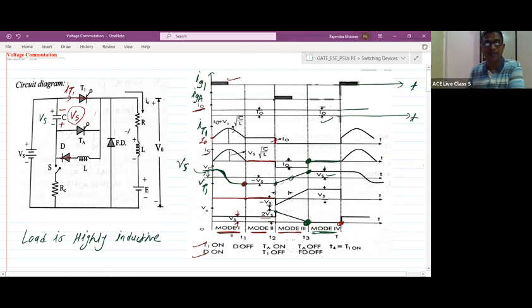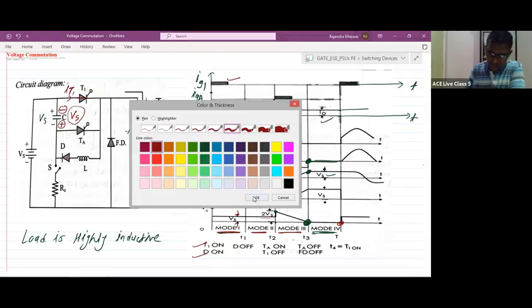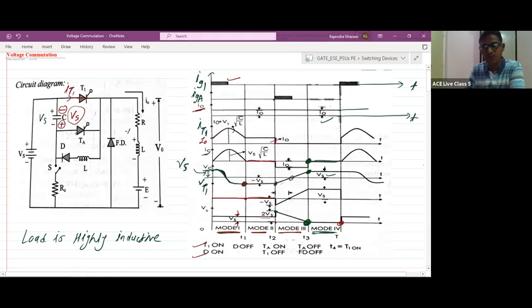During mode 2, what happens? Once the capacitor discharges and charges to the reverse polarity, the capacitor will have the polarity of lower plate positive, upper plate negative. This capacitor does not have any discharging path, because the auxiliary thyristor has not yet been turned on. And this diode D also will feel the reverse voltage, due to which diode D will be in the off state. So the capacitor will not be discharging. So what about the VC? VC will remain constant. That is minus Vs.